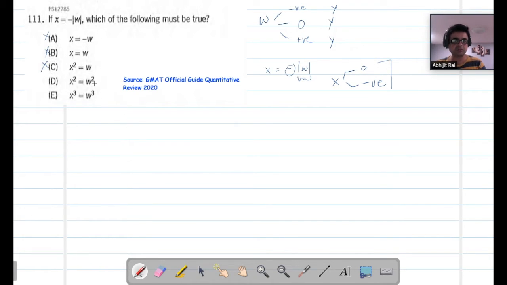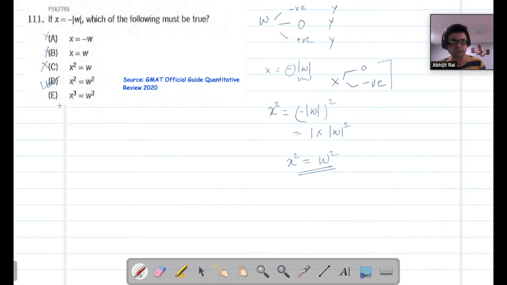X square equals w square. So this is interesting. We know x equals minus of w. Let's square both sides because it's an equation. We can square it. Since it's minus, 1 square is 1. So this goes away. And we get this. Squares are always 0 or positive. Squares are also non-negative. So we don't need the modulus sign anymore. And we can simply write it this way. So x square equals w square definitely is applicable. So that is right.